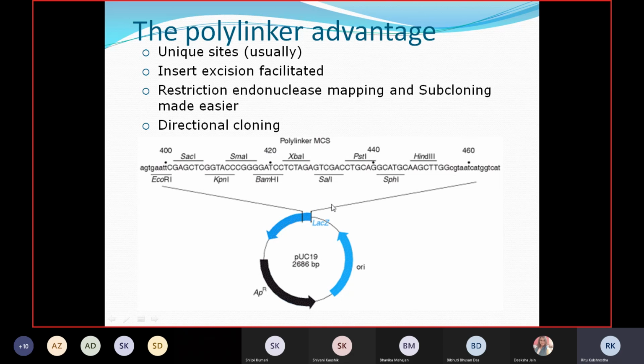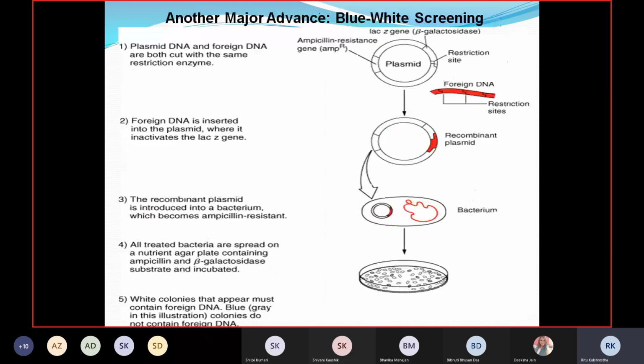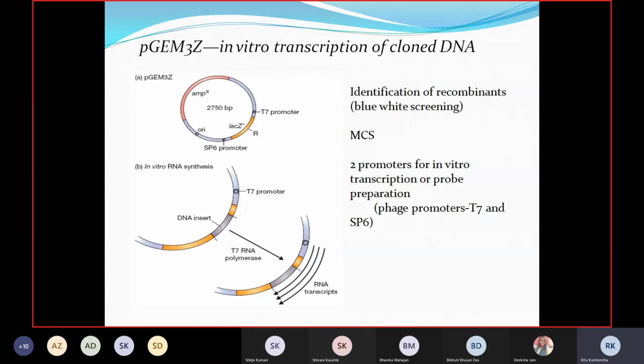So I will cut my recombinant plasmid, the DNA insert will be generated, and you can purify that DNA insert and then just clone it in your other vector. So you don't have to again go for amplification by PCR, introduction of restriction enzyme sites on either side of the primers, and then cloning, etc. So subcloning becomes much easier with the help of the MCS.